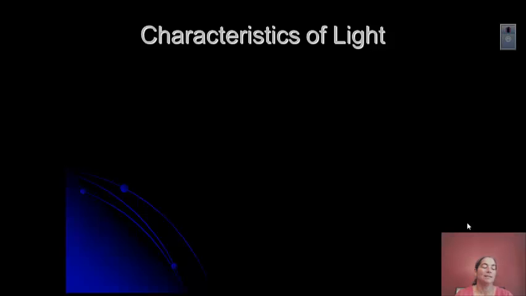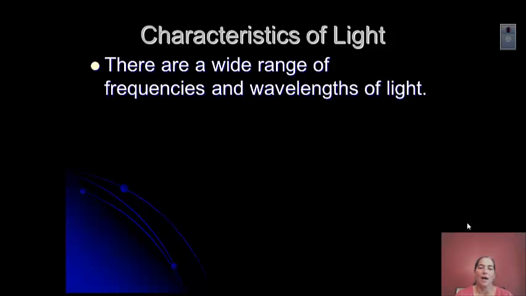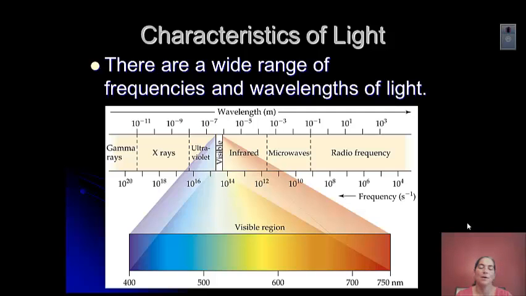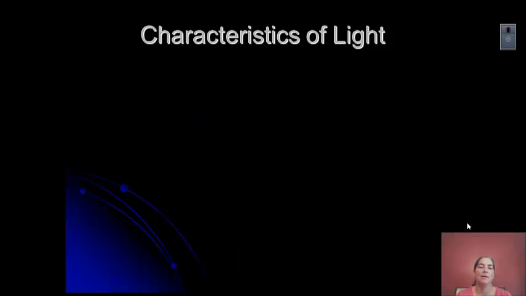And then let's talk about some characteristics of light. There are lots of frequencies and wavelengths of light, and you kind of saw that on the little chart from your reference table earlier. And you can see again, this one looks a little bit different, but that visible region of light is really small compared to all of the other parts of light. So we can only see very small sections of that light spectrum, but there are lots of other important types of electromagnetic radiation or light.